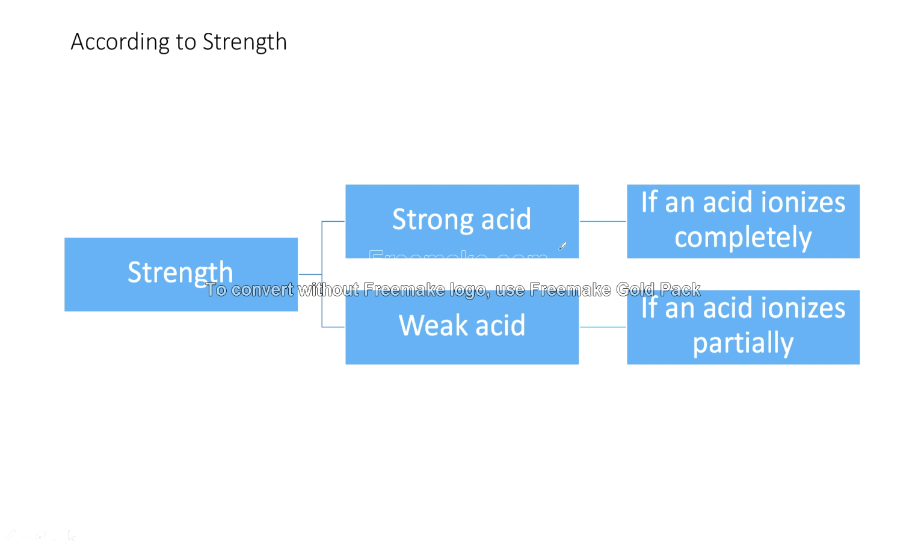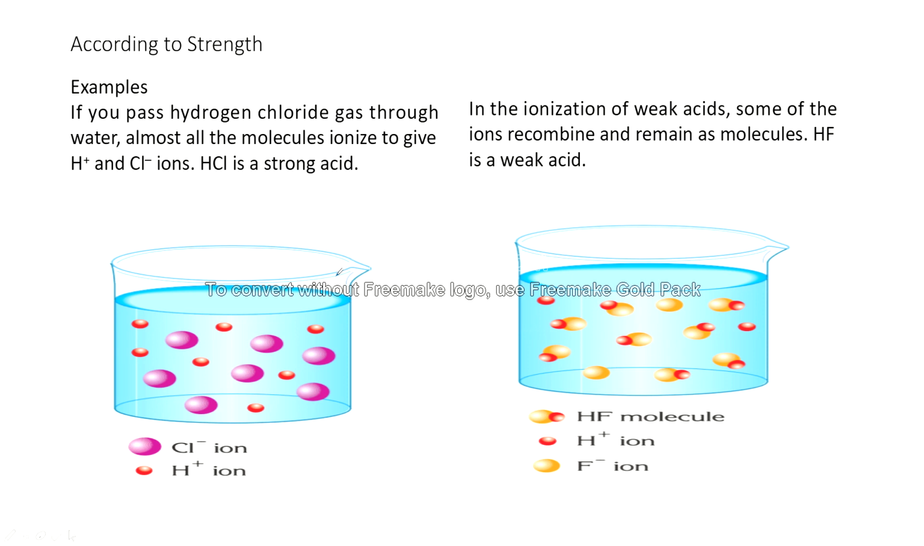For the strong acid, we have the formation of positive and negative charged species. But in weak acids, we have ions recombining to molecules. So we have a mixture of ions and molecules. It means that the molecules didn't dissociate completely. I have two examples, one for strong acid and the other one for weak acids.